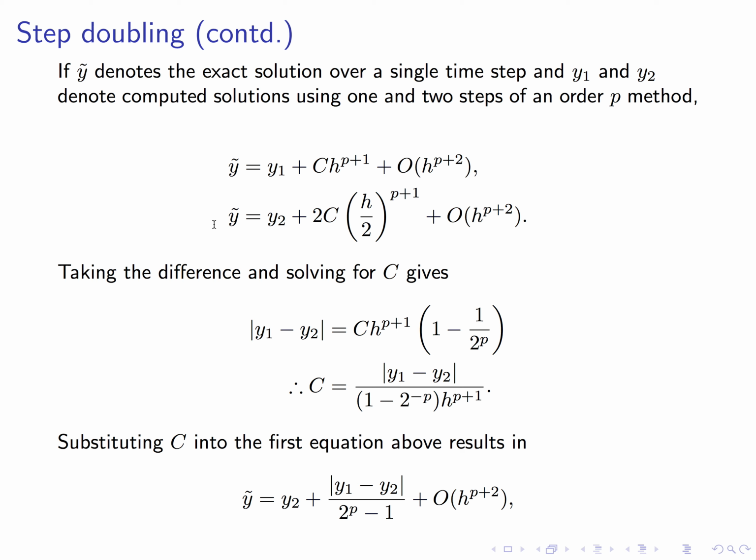So if I subtract these two and solve for c, eventually we get this down here. y1 is our solution for 1 step, y2 is our solution for 2 steps, and p is the order of our method. If we substitute this c back into this equation at the top, we get this. What this tells us is our exact solution is equal to our 2-step solution plus this term, which we can calculate because we know what y1, y2, and p are, plus this order of error.